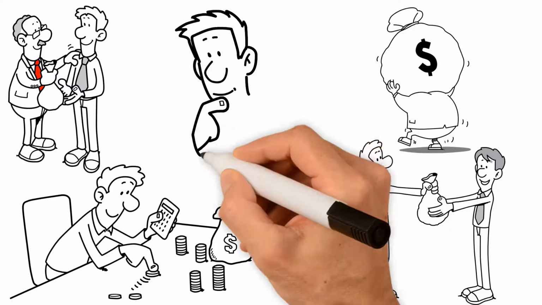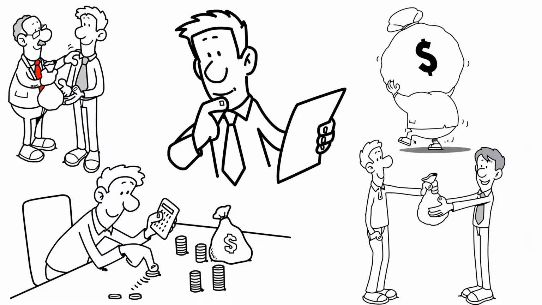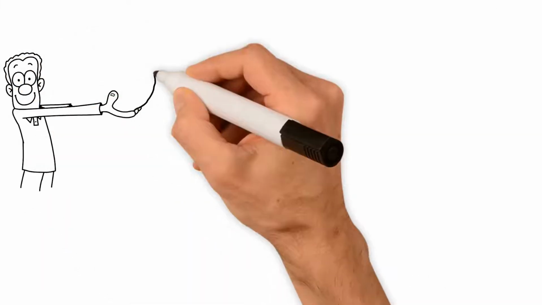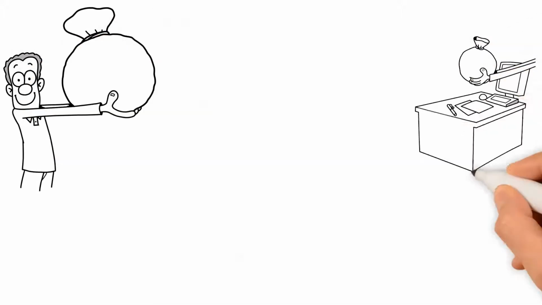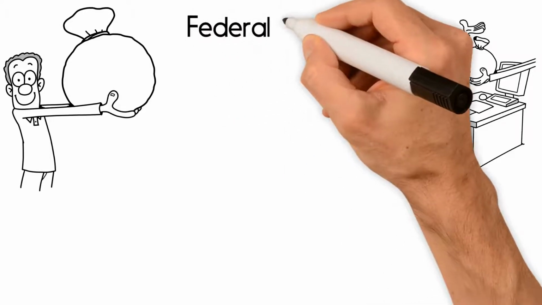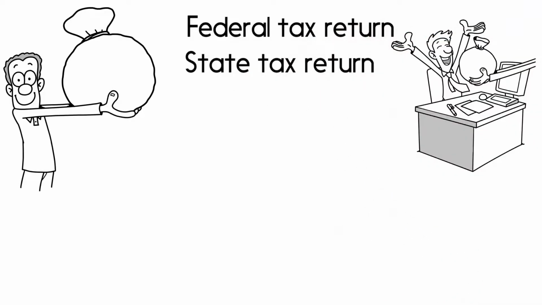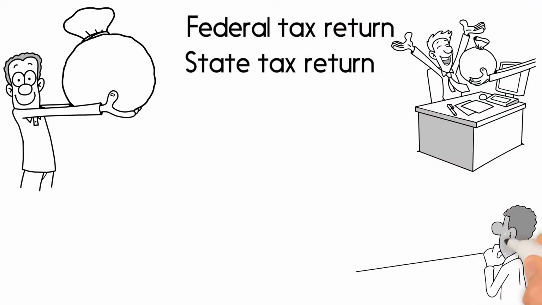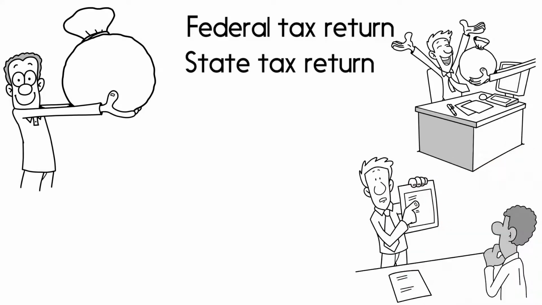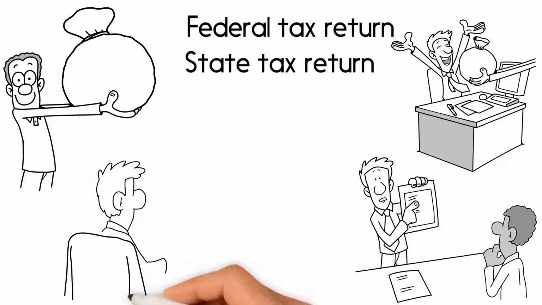If you did not pay enough taxes, you'd receive a tax bill, which means you owe the government money. On the other hand, if you paid too much taxes, then you would receive a tax refund, which means the government owes you money. There are two types of tax returns. The first is a federal tax return, and the second is a state tax return. Federal tax returns are reported to the IRS, and state returns are reported to the state in which you live.